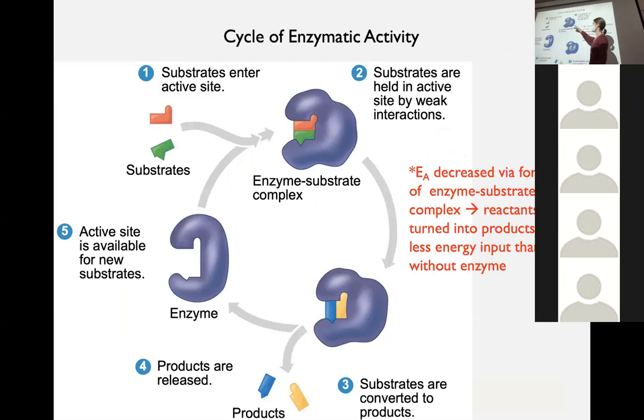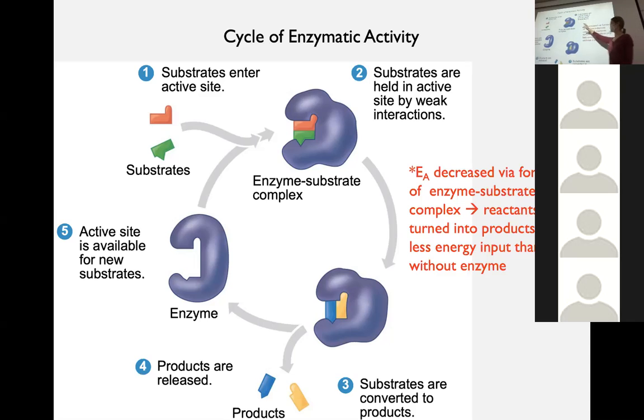So you have the active site, which is actually shaped specifically for very specific substrates. Enzymes are very specific for what molecules they can work on. So this enzyme matches up perfectly like little puzzle pieces with these two substrates that need to get bound together. So that enzyme substrate complex forms. This is where that lowered activation energy comes in.